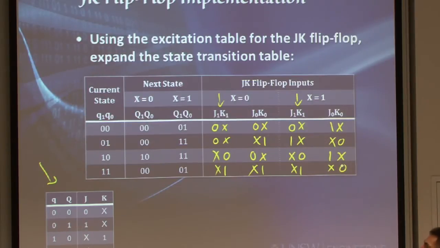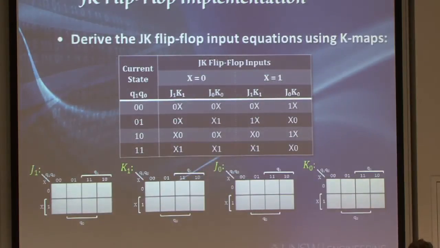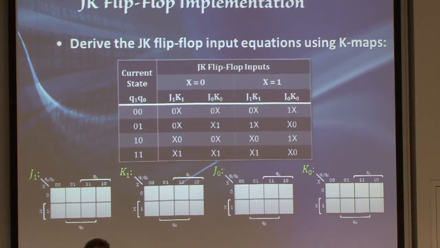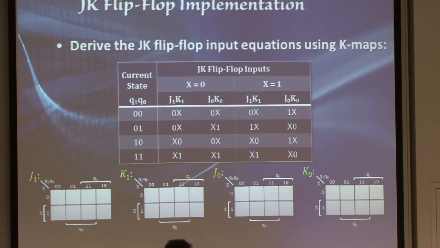Now, how do we actually work with this? Now that I've developed what needs to be the inputs to my JK, for the development of the circuit I no longer need this part, and I only really need to know what my current state is and what the inputs are to the JK flip-flop. What I want to do is now develop the combinational circuit that will feed into those JK flip-flops. Remember, I have two JK flip-flops because I have four states. Each one of those flip-flops will have two inputs, J and K. Therefore, the four Karnaugh maps: J1, K1, J0, and K0.